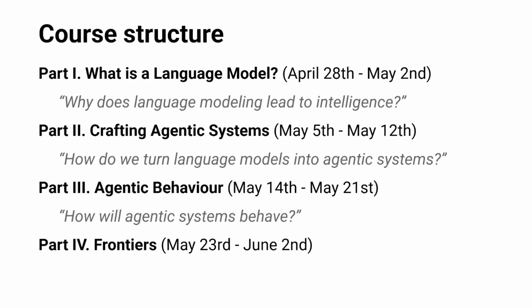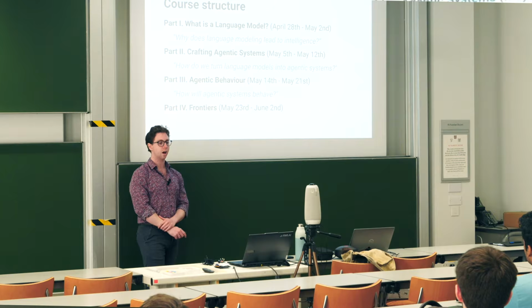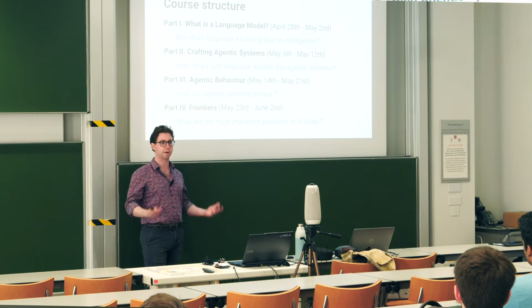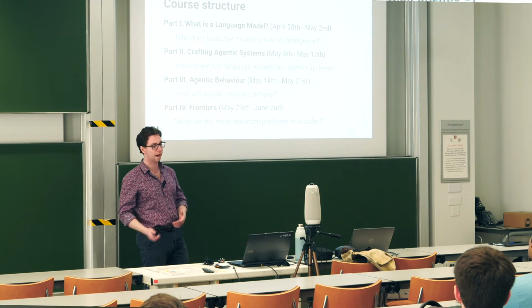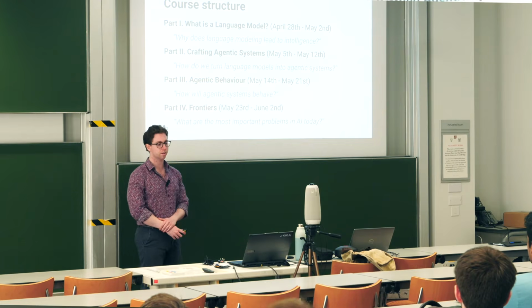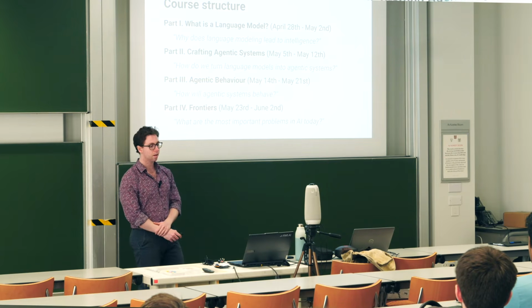Part 4, frontiers, is sort of outward-looking, and we're going to focus on what the most important problems within AI and language modeling are today. So what are the key issues and concerns that we have? What problems need to be solved, and why do they need to be solved? So it's going to be forward-facing.